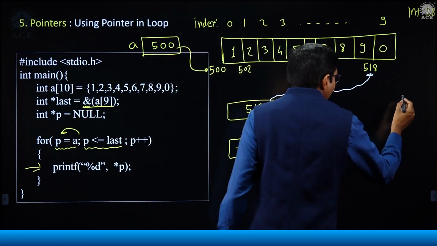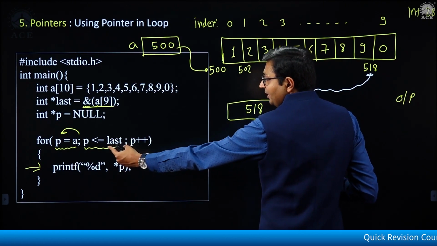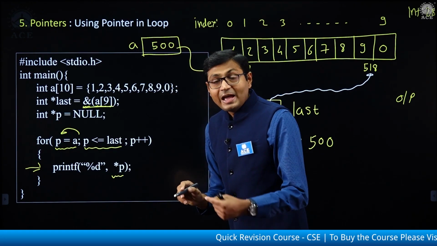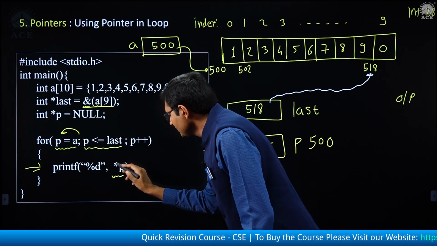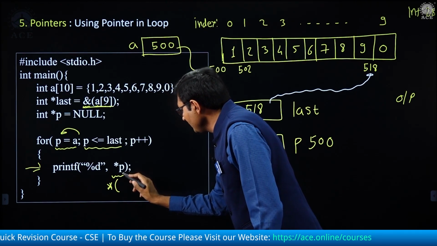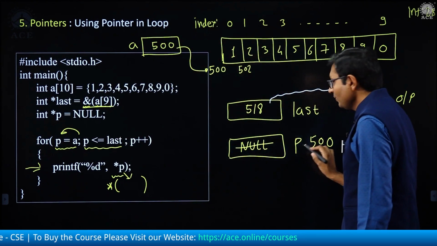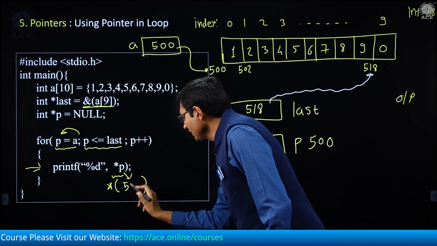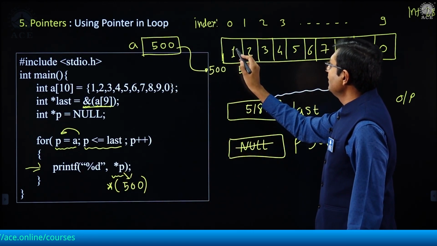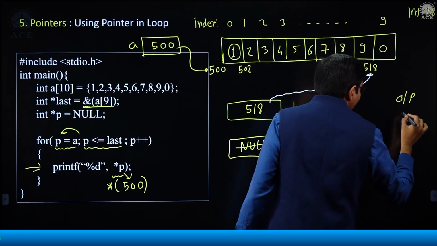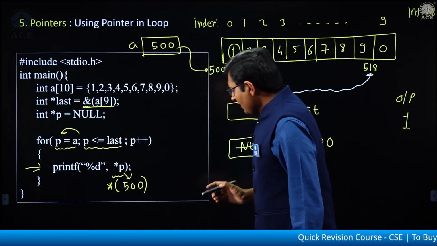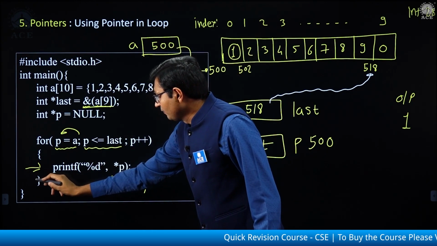Let me write the output here. What it will print? Printf value at that address. Value at that address. Okay. So it is a dereference operator here. So I can say what is the value of P. The value of P as of now is 500. So we can rewrite this statement like this. Value at 500. What is the value at 500? That is 1. So 1 will be printed here. Alright, pretty simple.